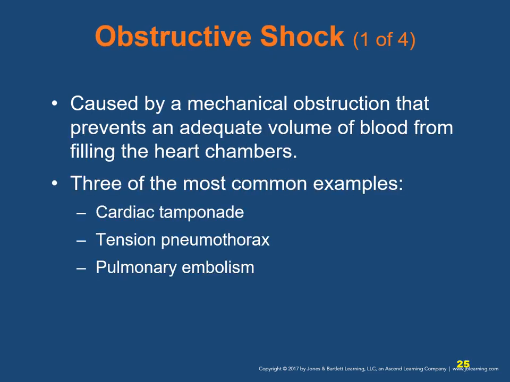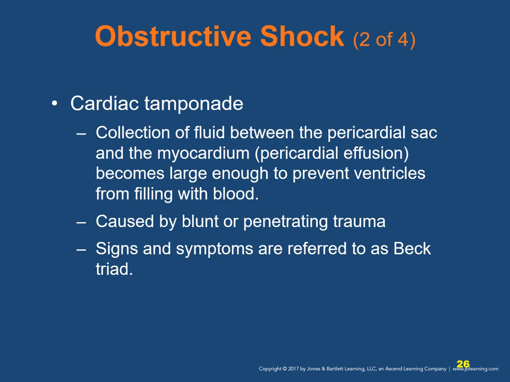Obstructive shock is caused by a mechanical obstruction that prevents an adequate volume of blood from filling the heart chambers. Three of the most common examples are cardiac tamponade, tension pneumothorax, and pulmonary embolism. Cardiac tamponade or pericardial tamponade, a collection of fluid between the pericardial sac and the myocardium, is called a pericardial effusion. If the effusion becomes large enough, it can prevent the ventricles from filling with blood, a condition called cardiac tamponade. It is caused by blunt or penetrating trauma that causes hemorrhage around the heart.